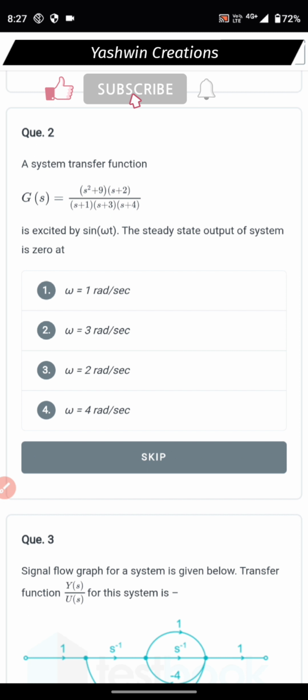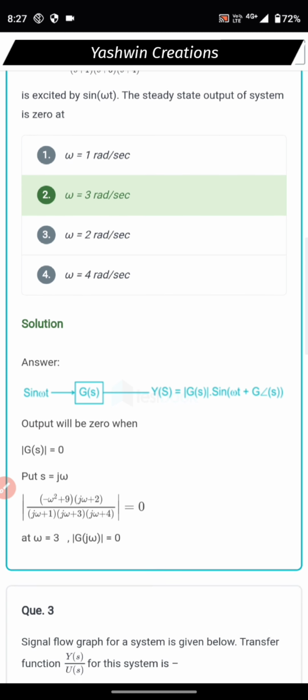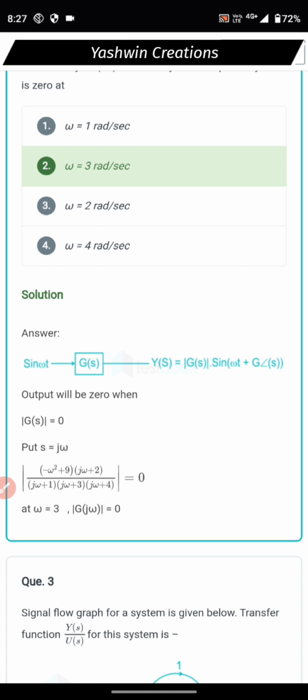The steady state output of the system is 0 when? For example, if the input is sine of omega t, instead of s we shall replace s with j omega. So the output will be 0 when G(s) is equal to 0. So what can we substitute? s is equal to j omega.